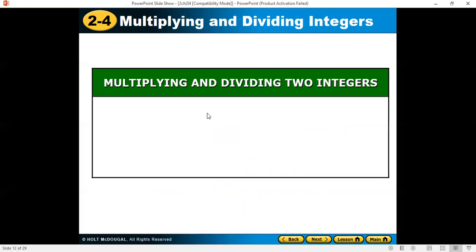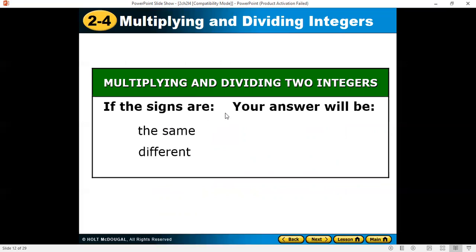Multiplying and dividing two integers. If the signs are the same or different, let's talk. Your answer will be, so please try to say the answer. If the signs are the same, could you please tell me your answer? So if the signs are the same, then the answer will be positive. If the signs are different, the answer will be negative.